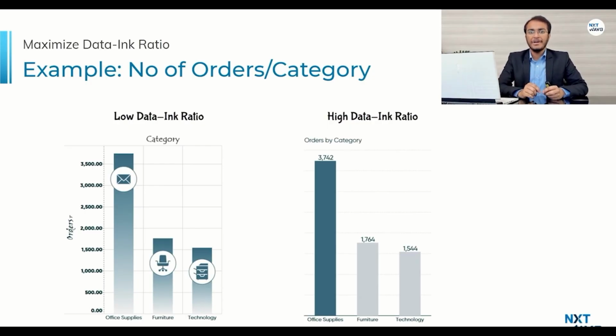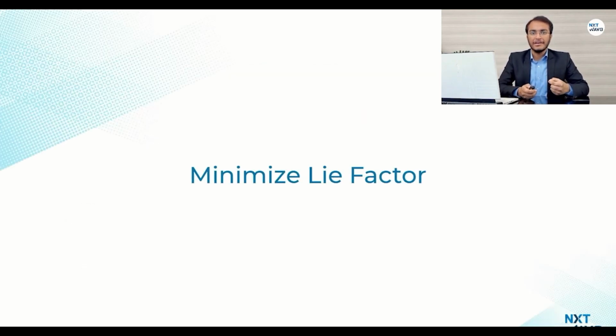And on the right side you can see a very simple visualization of the same data which has a high data ink ratio, right? Now this is the first principle, which is to maximize the data ink ratio. Now we will go into the next one, which is minimizing the lie factor.